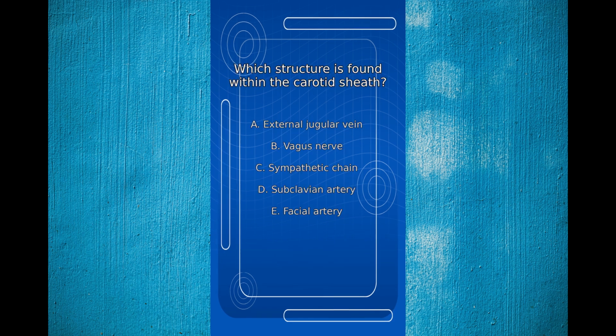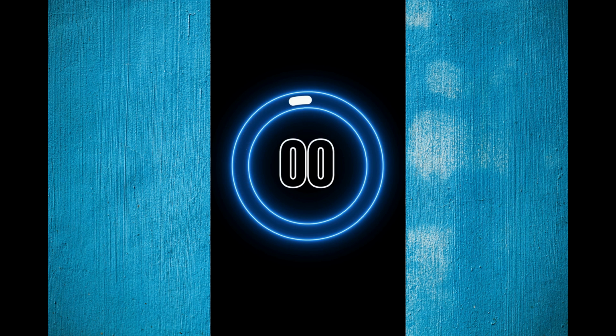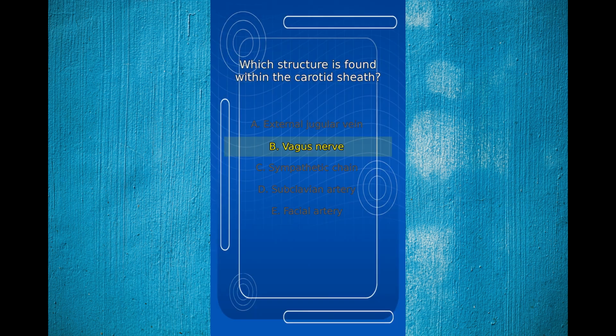Which structure is found within the carotid sheath? The correct answer is B. Vagus nerve. The carotid sheath contains the common carotid artery, internal jugular vein, and vagus nerve.